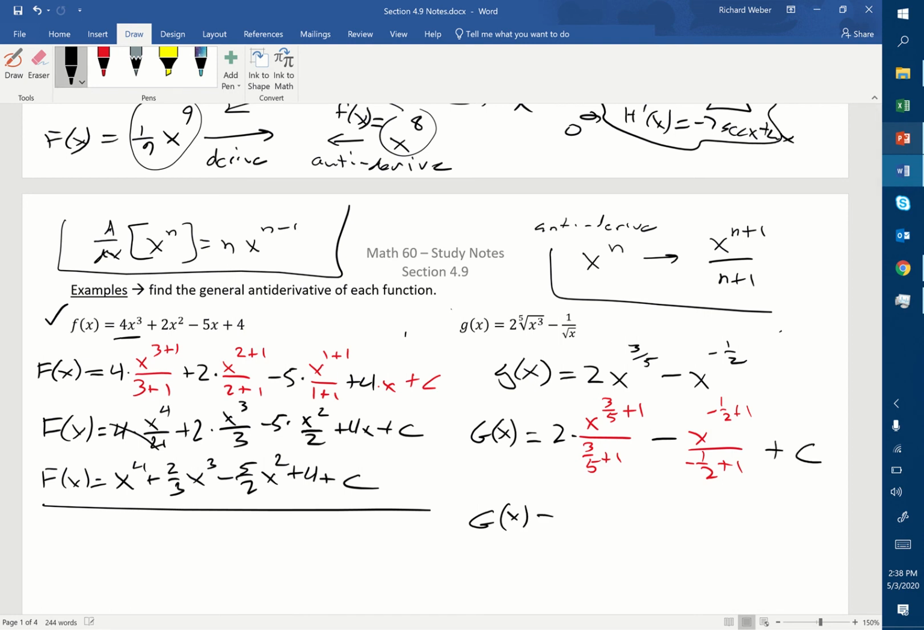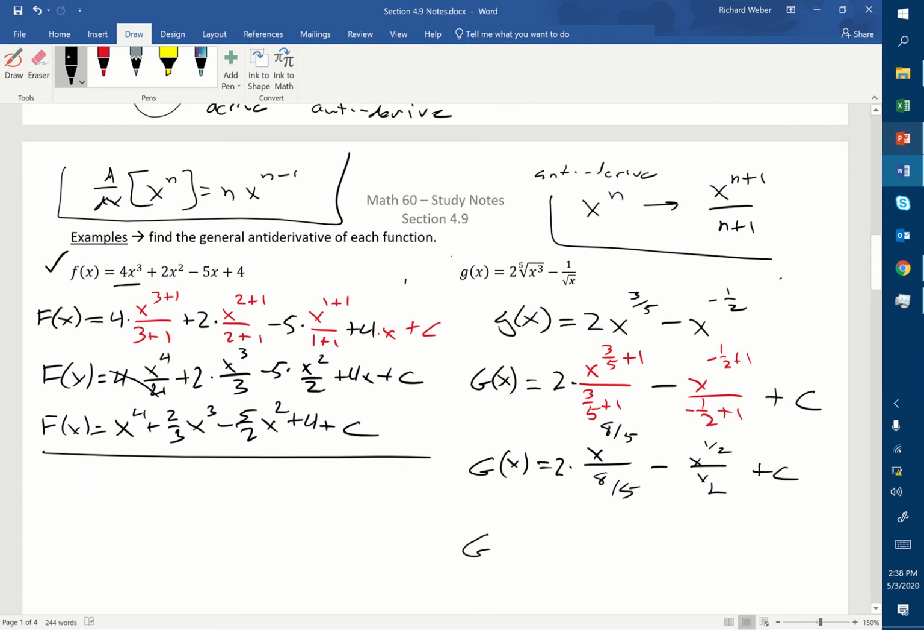So g of x is 2 times x to the, oh no, fractions, 8/5. Okay, do you see the 8/5? A calculus student would be going like, I get all that, but how'd you get 8/5? And that becomes, well, that's just fractions, over 8/5. You can do it on a calculator these days. Minus x to the 1/2 over 1/2 plus c, okay?